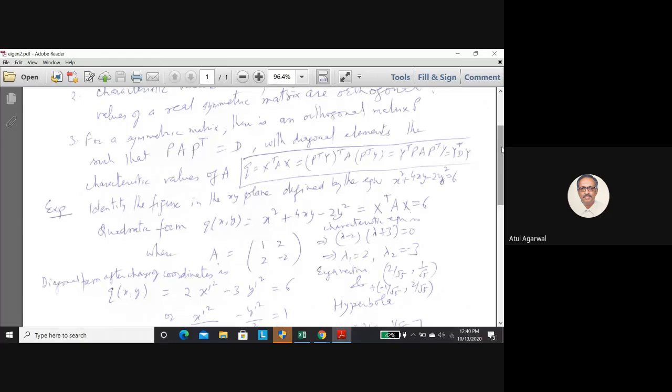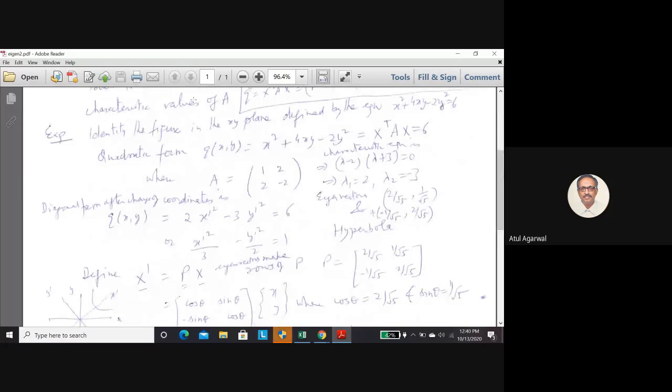Now I will show you some examples of this approach, how it is used. Suppose you are given this equation. You want to identify whether it is a parabola, hyperbola, or ellipse. How do you do it? One thing is there, this is a quadratic form. The left hand side is a quadratic form. What is the meaning of a quadratic form?